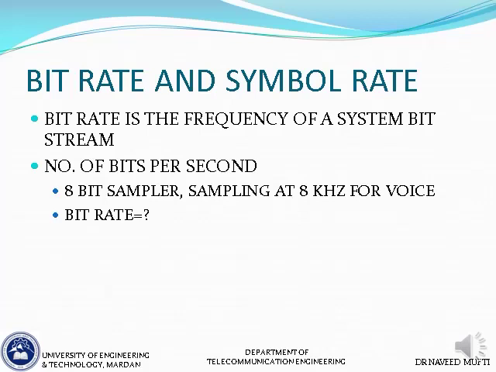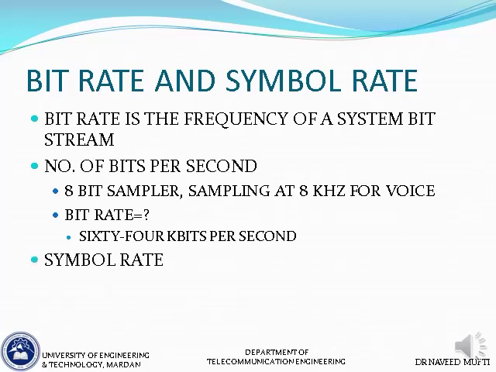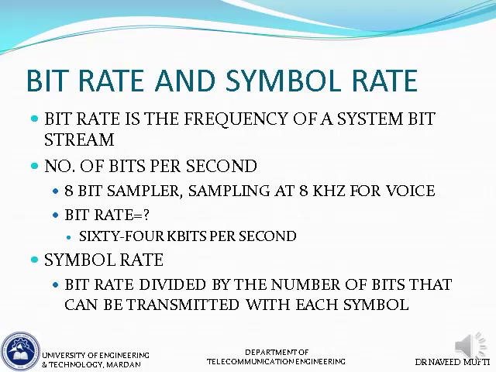तो सोचें इस पर, थिंक ऑफ द राइट आंसर्स. तो ये 64 किलो बिट्स पर सेकेंड बनेगा, और ये तो हो गया बिट रेट. ठीक है, नंबर ऑफ बिट्स पर सेकेंड. सिंबल रेट क्या है? सिंबल रेट इज़ द बिट रेट डिवाइडेड बाय द नंबर ऑफ बिट्स दैट कैन बी ट्रांसमिटेड विद ईच सिंबल. तो एक सिंबल कितनी बिट्स को रिप्रेजेंट कर रहा है, कितनी बिट्स की कॉम्बिनेशन को रिप्रेजेंट कर रहा है.